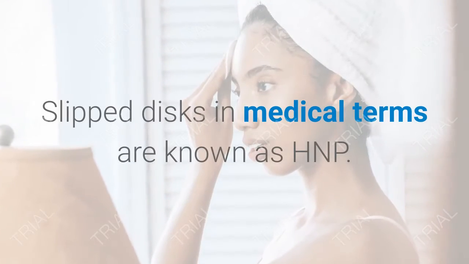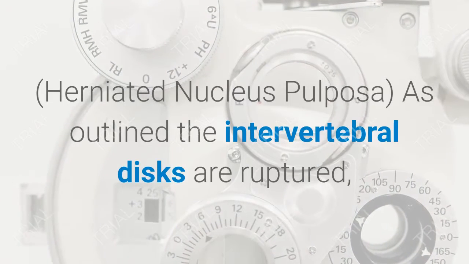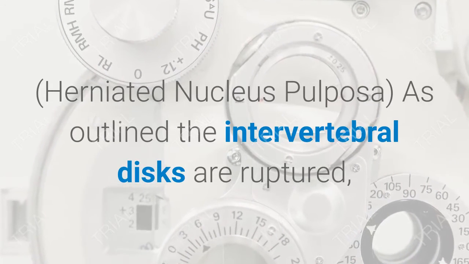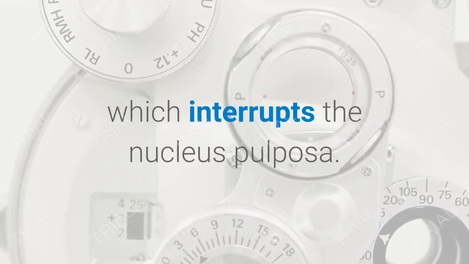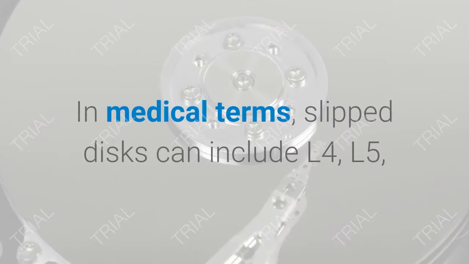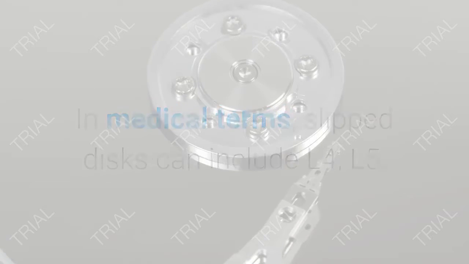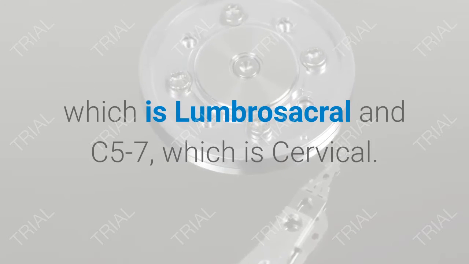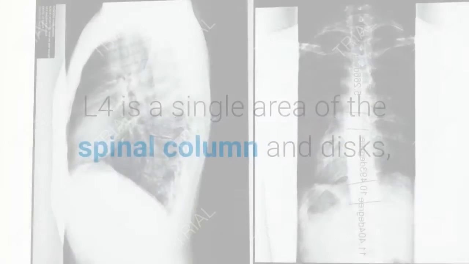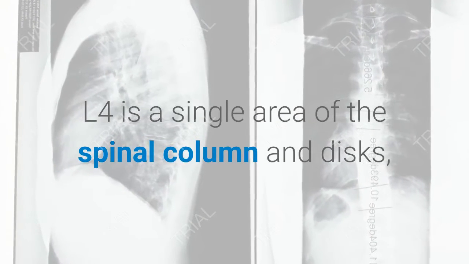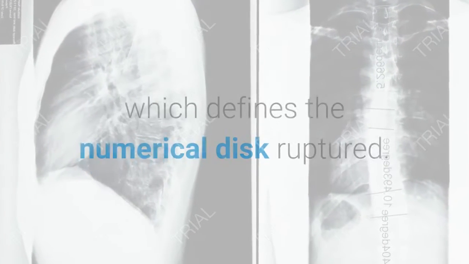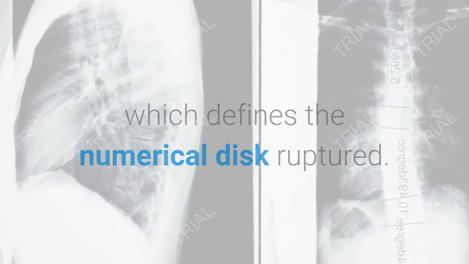Slipped discs in medical terms are known as HNP, herniated nucleus pulposus. As outlined, the intervertebral discs are ruptured, which interrupts the nucleus pulposus. In medical terms, slipped discs can include L4, L5, which is lumbosacral, and C5-7, which is cervical. L4 is a single area of the spinal column and discs, which defines the numerical disc ruptured.